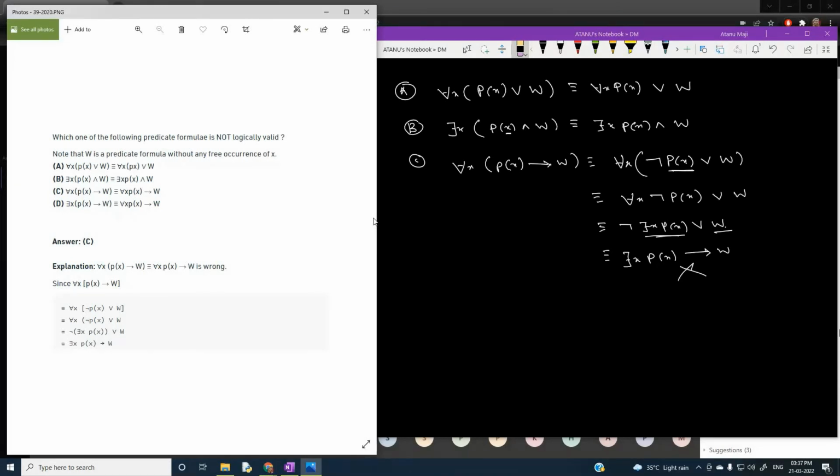After that, negation value, whatever you are getting, take that out. So there exists will be converted to for all x. So somehow you will get some expression like negation of for all x px disjunction w, and it will be exactly same as for all x px implies w. So option C is not a correct option. All the remaining options are same. The remaining options are correct.